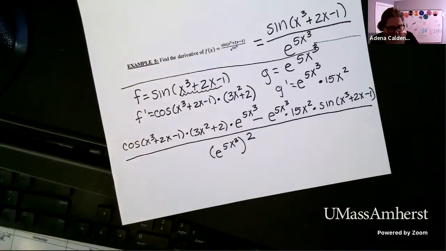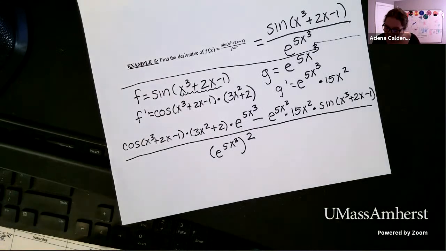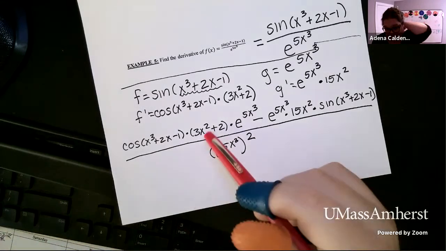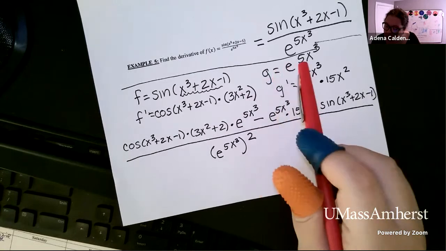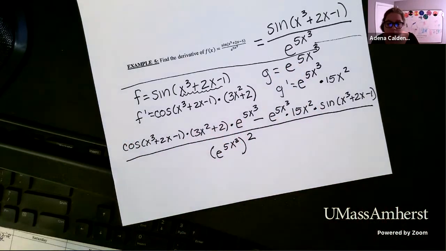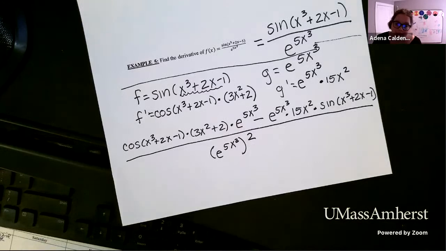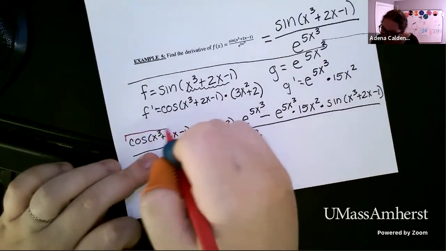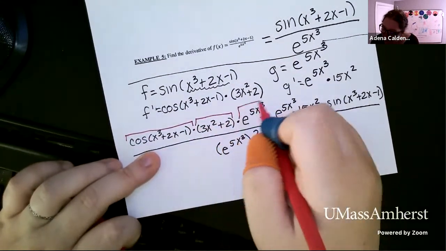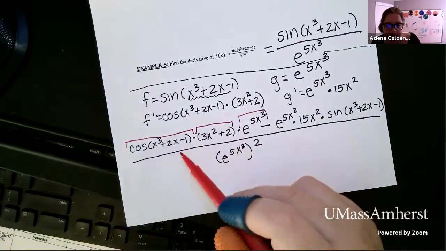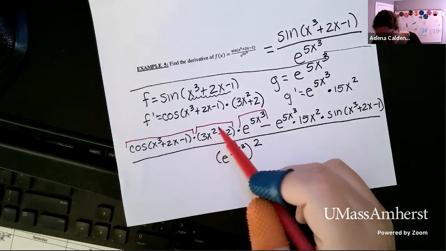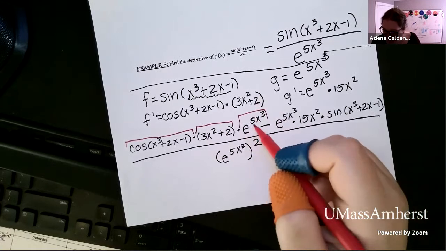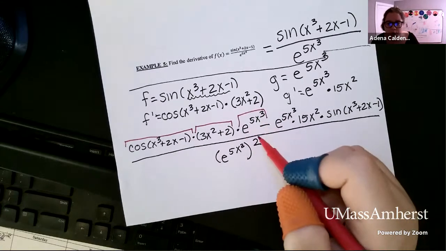Again, depending on how you order your functions, we have to do f prime times g minus g prime times f. But like f prime times g, it doesn't matter if the e term comes first or the cosine term comes first. So if you're looking at an answer and trying to figure out if it's the same as your answer, you really just want to look at each factor and make sure that each factor is in the first part of your answer. So you're going to look and say, does it have a cosine of x cubed plus 2x minus 1? Yes. Does it have a 3x squared plus 2? Yes. Does it have an e to the 5x cubed? Yes. Okay, so the first term looks good.